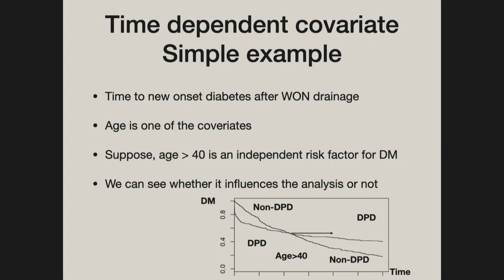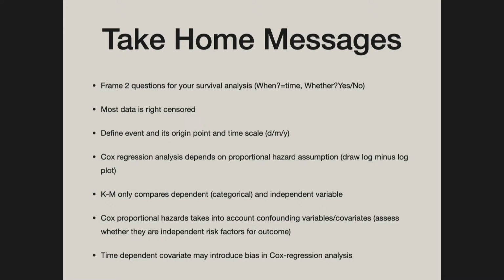If you put that as a covariate, that may introduce bias, because that is a time to event analysis. You are putting another time-related variable in the covariate, that may put a bias there. So you should be careful about that. So the take home messages are: frame 2 questions for your survival analysis: when, the time, and whether, yes or no.